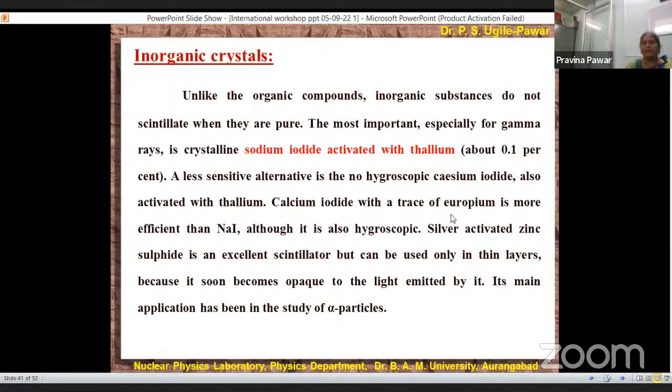Calcium iodide with a trace of europium is more efficient. Silver activated zinc sulfide, ZnS, is an excellent scintillator, but can be used only in thin layers because it soon becomes opaque to the light emitted by it. Its main application has been in the study of alpha particles.